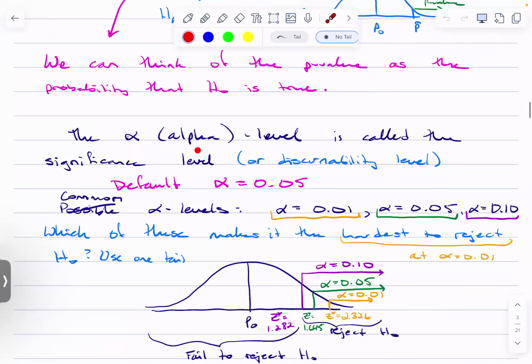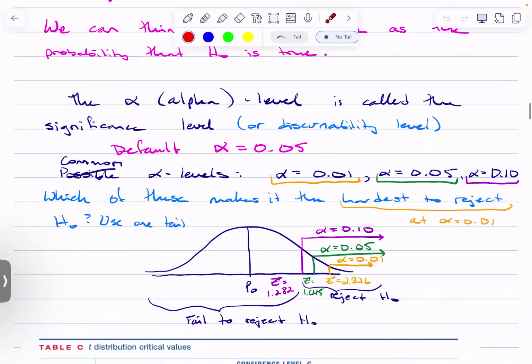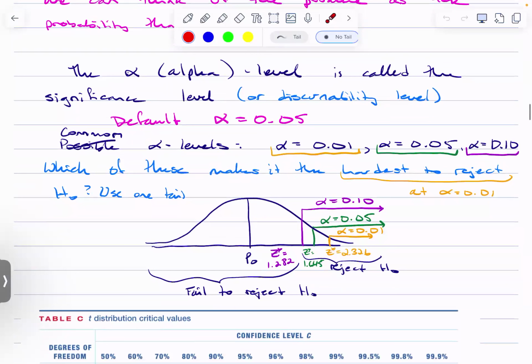So the alpha level is called the significance level, or the discernibility level is kind of the new terminology that's being introduced, but I have a really hard time with that, so I'll just call it the significance level. Old dog, new tricks type of deal. And so the default alpha level is 0.05. So if I don't give you an alpha level, you're going to use 0.05. Some common alpha levels are 0.01, 0.05, 0.1. Those are just some common alpha levels that we use, 1%, 5%, 10%.